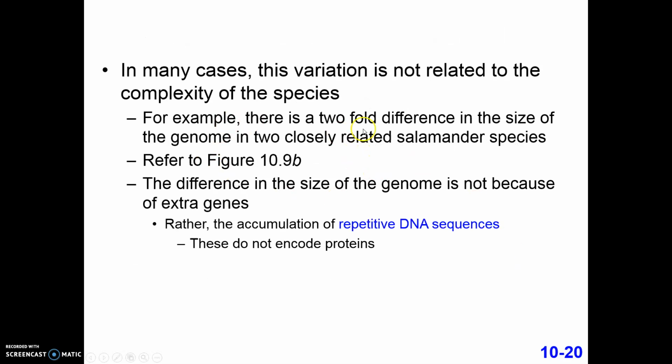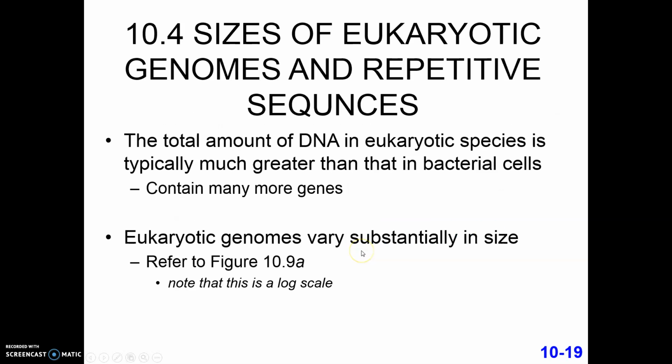So, for example, here we have two salamander species. They're closely related, but there is a twofold difference in the size of their genome. The difference in size is not because of extra genes. It's because repetitive DNA has accumulated and there's more of it. These are regions that do not encode for different proteins.